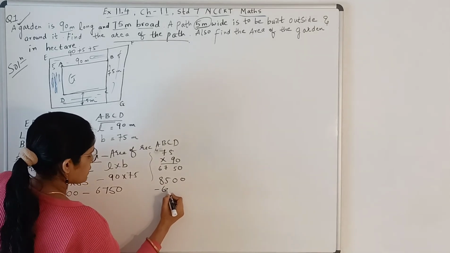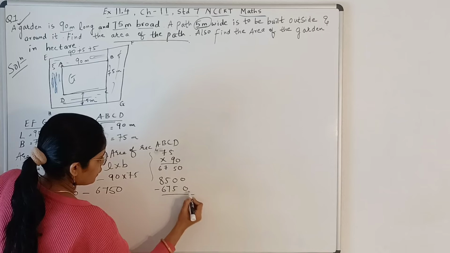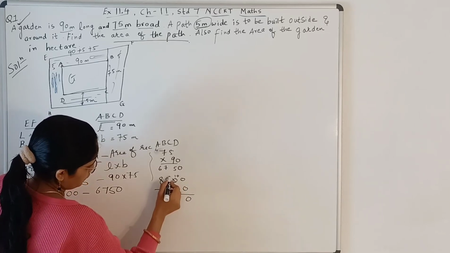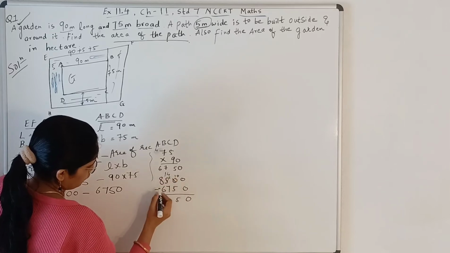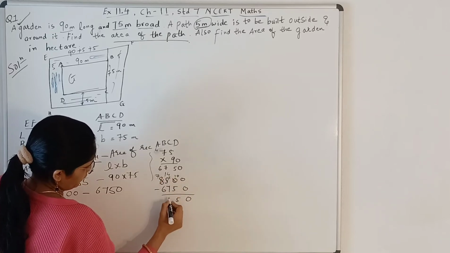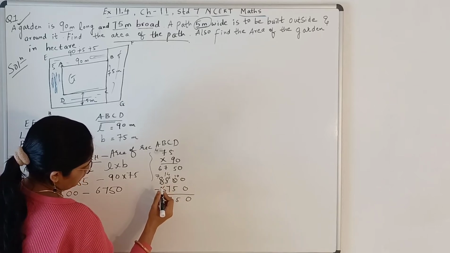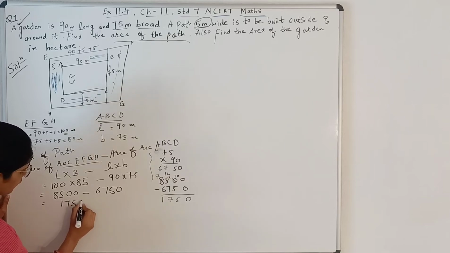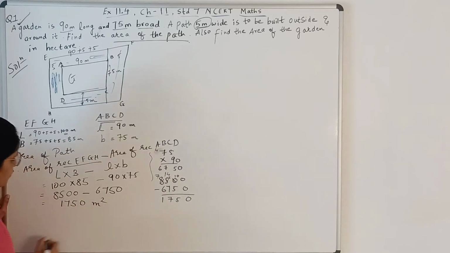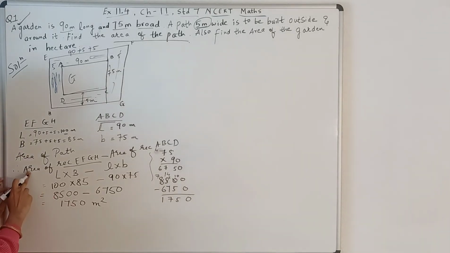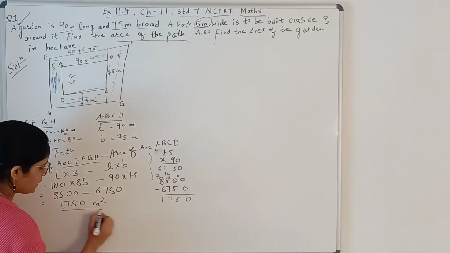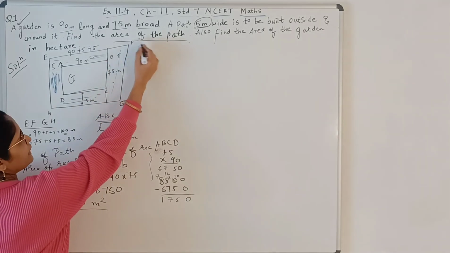8500 minus 6750 will give you 0 and 0 will be 0. Here 10 minus 5 is 5. This will be 4 and then again 1. So 14 and this will be 7. 14 minus 7 will be 7 and 7 minus 6 will be 1. So your final answer will be 1750 meters square, because it is area and area is always in square units. So don't forget to write meter square. So 1750 meter square, this will be the answer of your first part, that is area of the path.